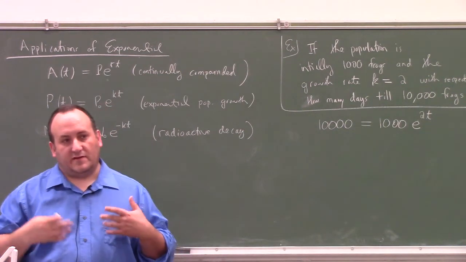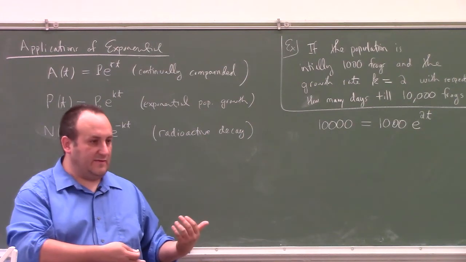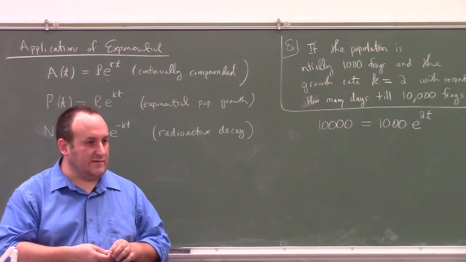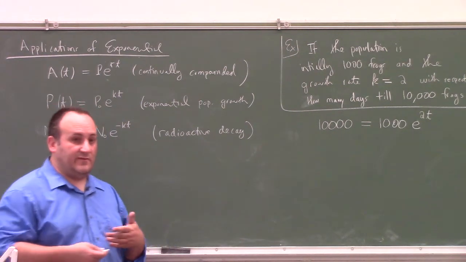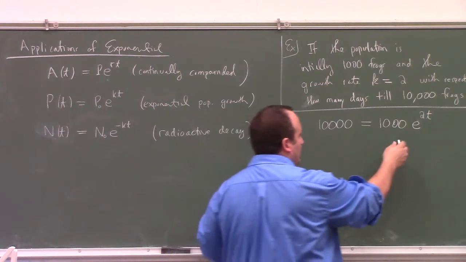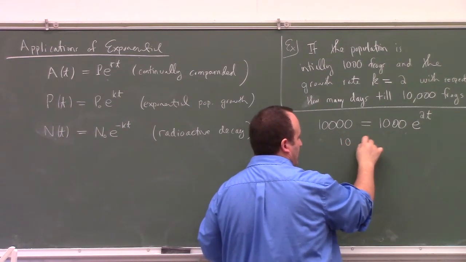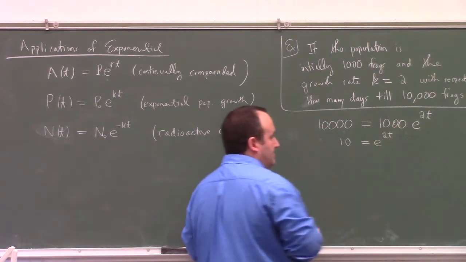In order to solve that problem, I need to know how to solve this kind of equation. To solve this kind of equation, I need to understand properties of exponentials, and actually logarithms are the way to go. So let me solve it right now, even though I haven't introduced all these things to you yet. But first of all, we can divide by 1,000. So this gives me 10 equals e to the 2t. I think everybody could already have done that, right?